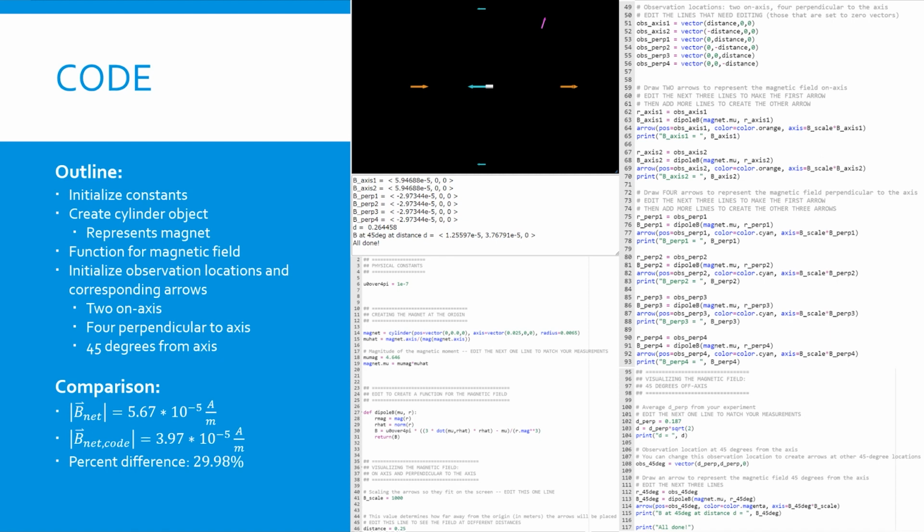At the point 45 degrees from the axis, the code calculated the net magnetic field to be 3.97 times 10 to the negative 5th ampere per meter, which is 29.98% less than the hand-calculated net magnetic field of 5.67 times 10 to the negative 5th ampere per meter.